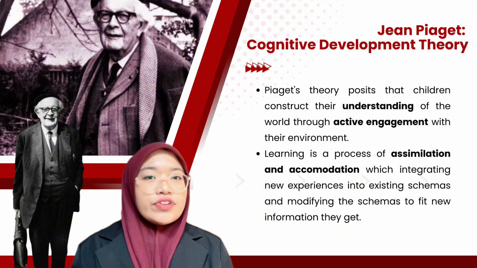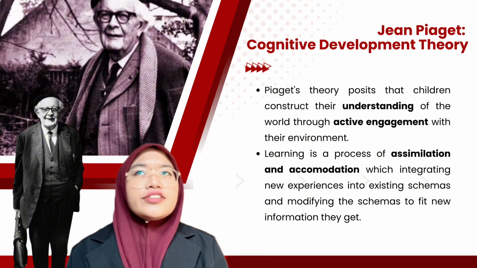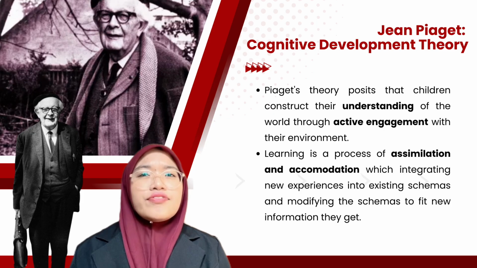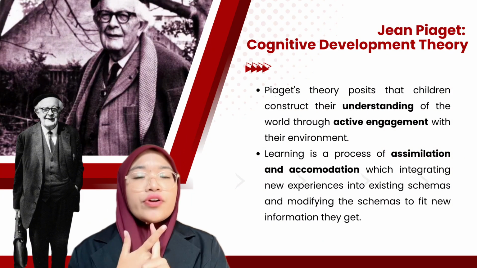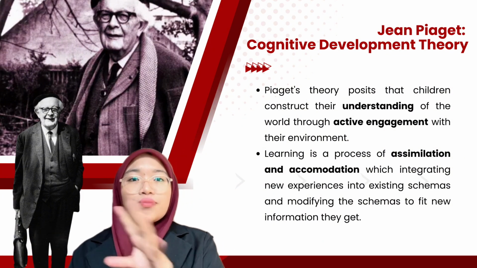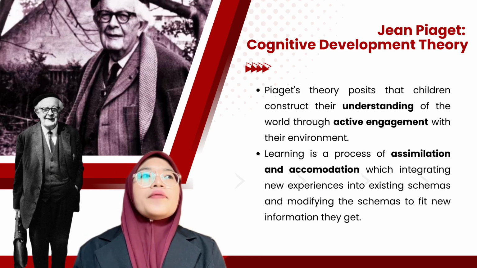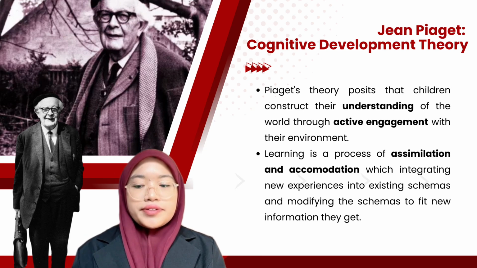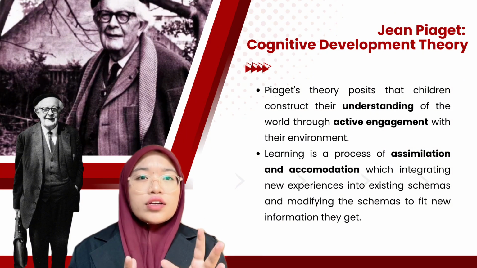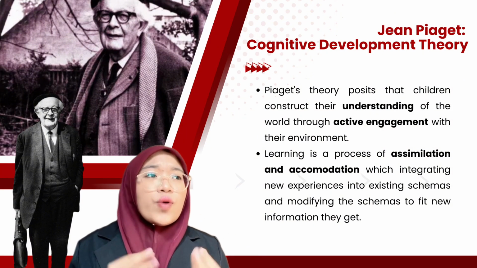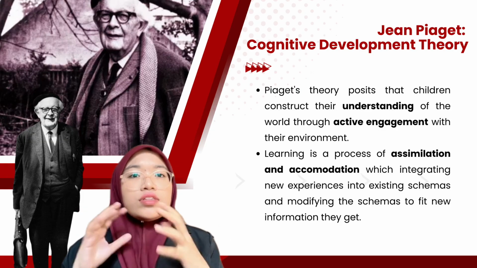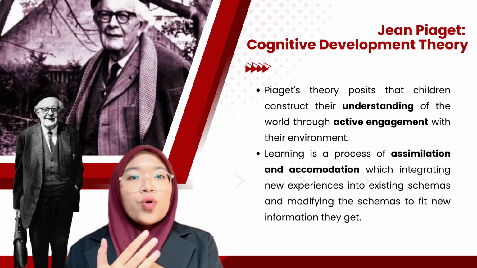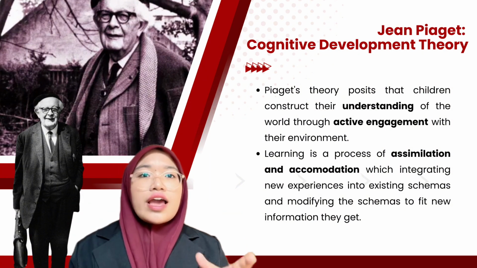So, Piaget's cognitive development theory. According to Piaget, children are not passive learners. Instead, they actively construct their own understanding of the world by engaging with their environment. This means learning happens best when children can explore, manipulate and interact with the objects around them. For example, the mother teaches them that the rock is hard, but they don't know the meaning of hard. When the mother gives them the opportunity to touch the rock itself, they will know, oh, so this is what it is called hard.